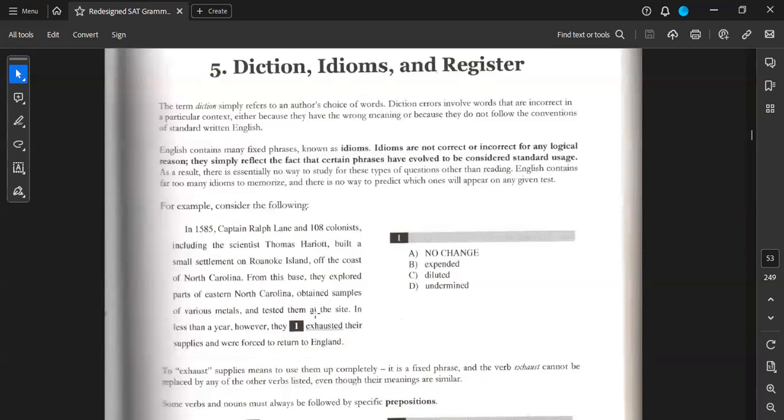All right. So in less than a year, however, they blank their supplies and were forced to return to England. So we have: they exhausted their supplies, they expended their supplies, they diluted the supplies, and they undermined their supplies.